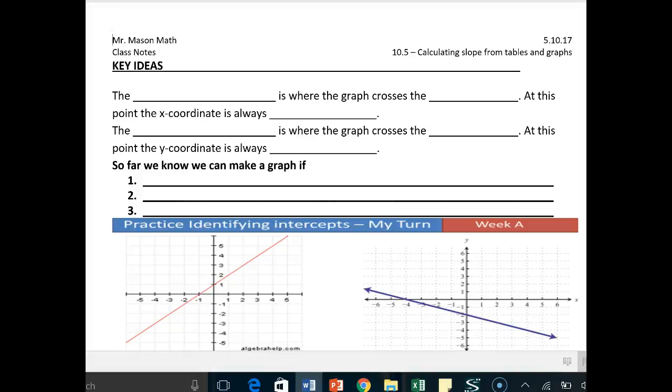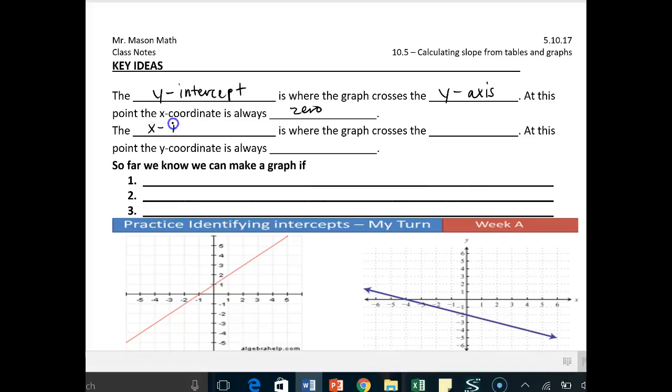So today we're going to be talking about intercepts, or the points where the graphs hit the axes. So the y-intercept is where the graph crosses the y-axis. At this point, the x-coordinate is always 0. If you think about it, any point along the y-axis, x will always be 0.